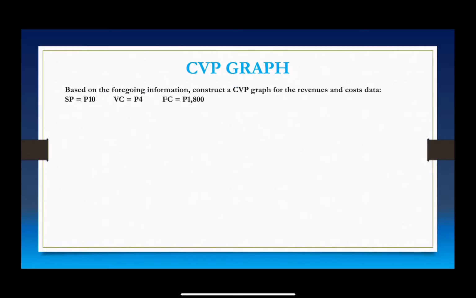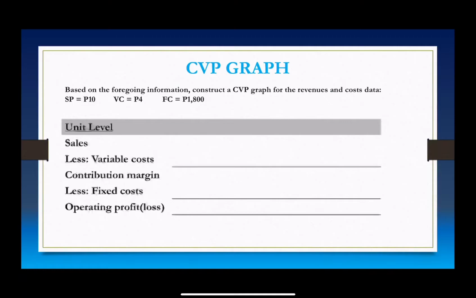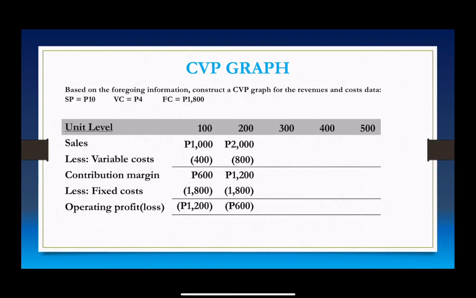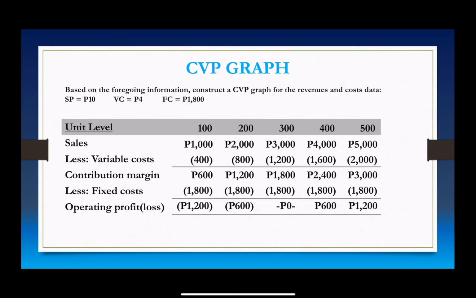So to construct this CVP graph, we have to first compute the revenue and cost at the following different levels of activity: 100, 200, 300, 400, and 500 units sold. Okay, so for 100, this is the income statement for 100 units. The operating profit or loss amounted to 1,200 loss. Then for 200, 300, 400, and lastly for 500.